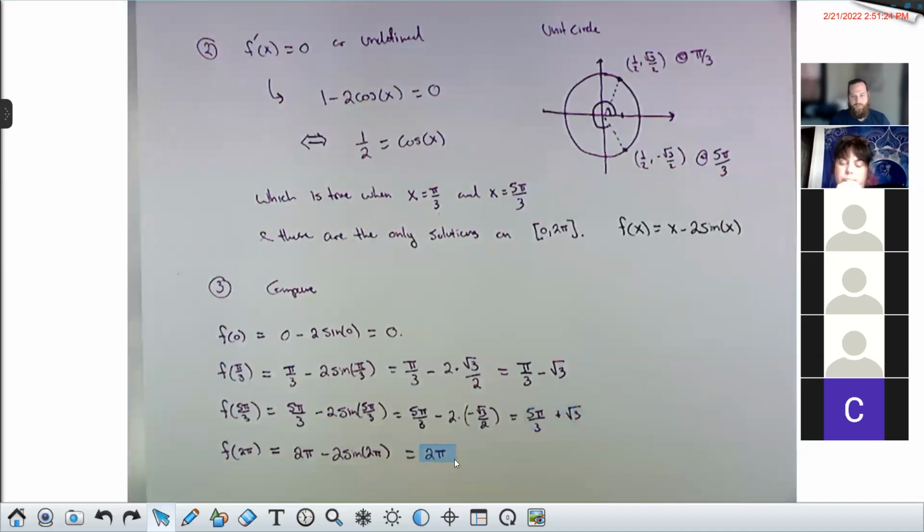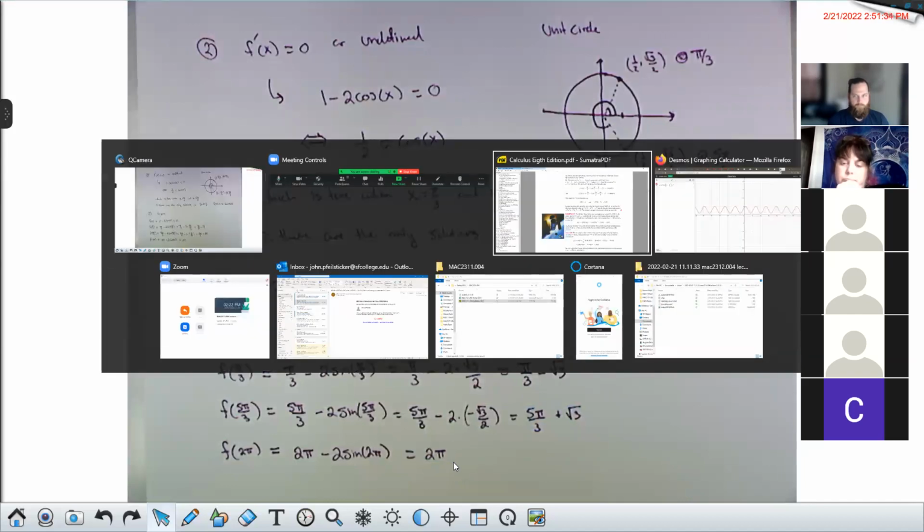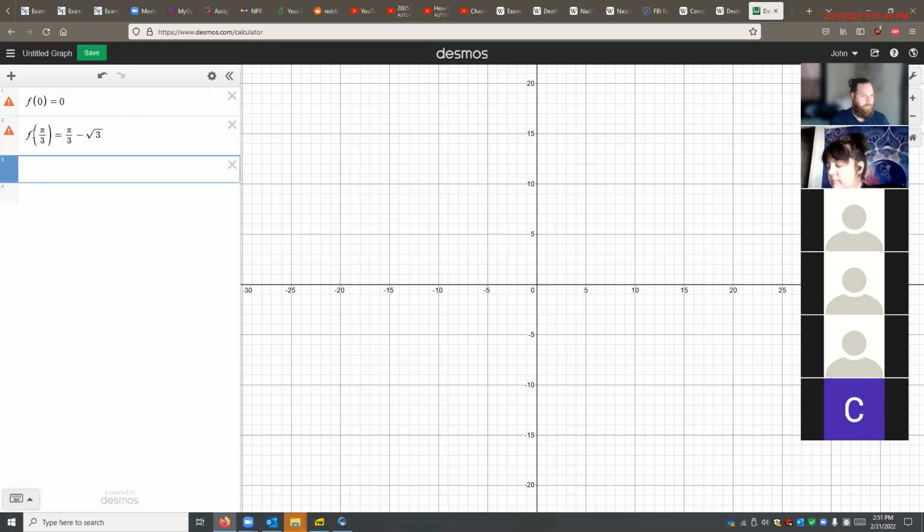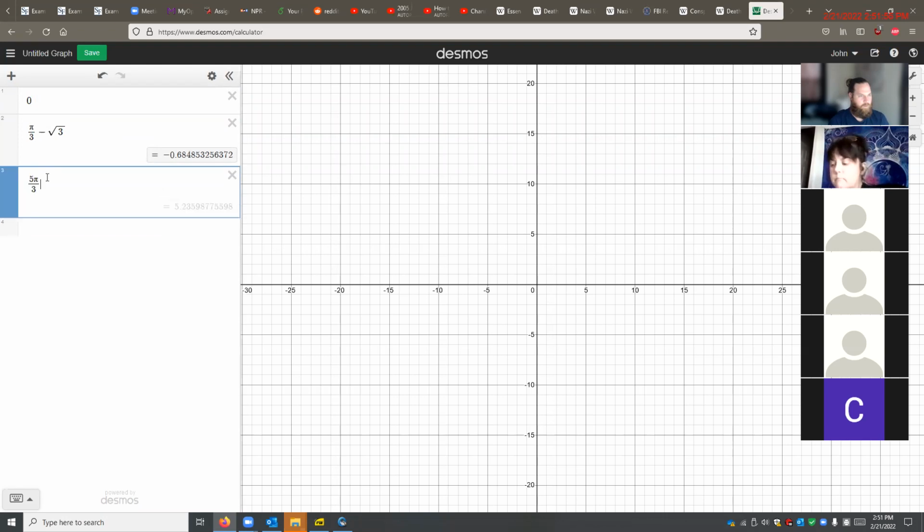And that does leave us a little bit of contention with this one, right? Because 2 pi is also somewhere around 6. So the wise move is to use some sort of calculator tool here. Let's just check it out. So f of 0 is obviously 0. f of pi over 3 was pi over 3 minus the square root of 3. f of 5 pi over 3 was 5 pi over 3 plus the square root of 3. And then we have 2 pi.